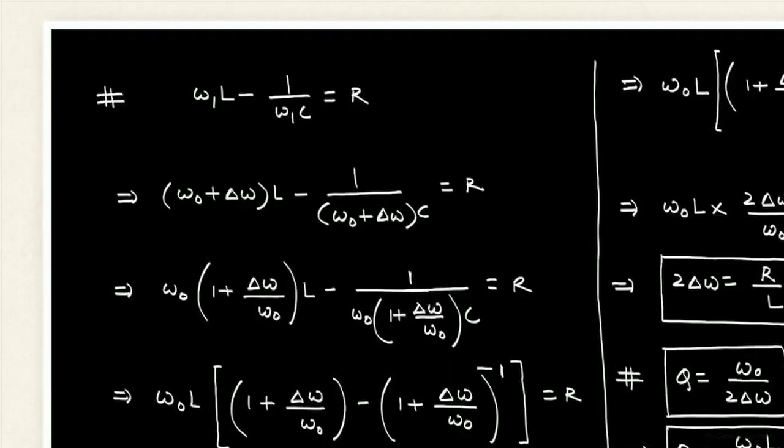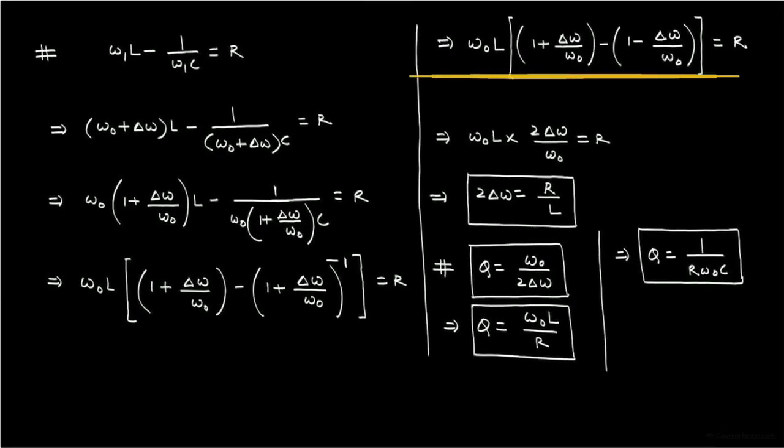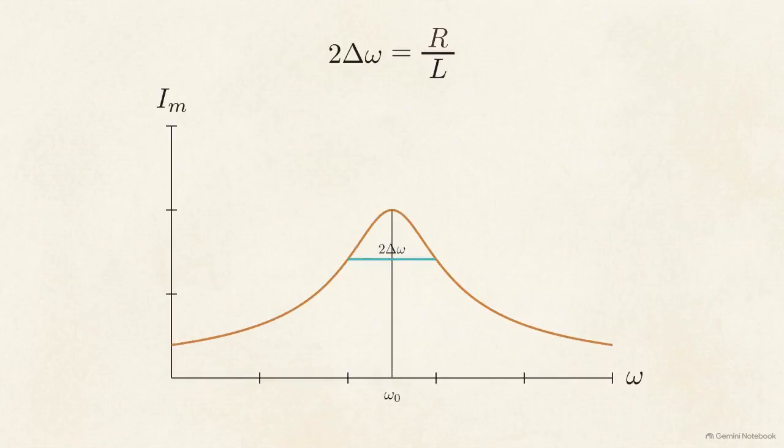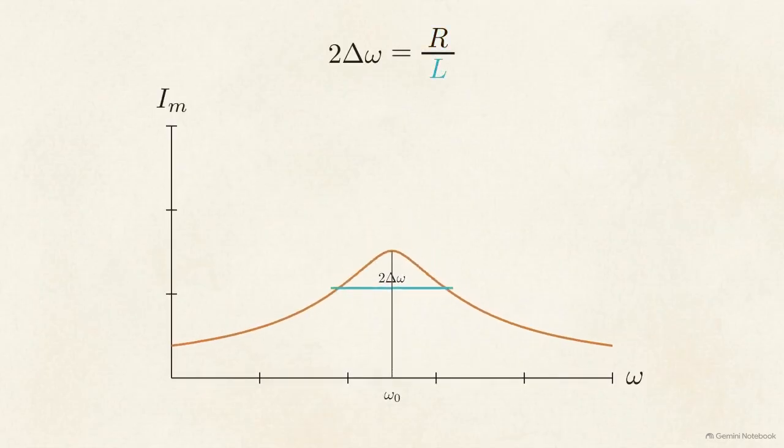To solve for this width, we set the net reactance equal to the resistance at boundary frequency, omega 1. Expanding omega 1, we use the binomial approximation to simplify the inverse term. Complex terms cancel out, leaving a direct relationship for the bandwidth. The physical width of a circuit's response is governed strictly by the ratio of its resistance to its inductance.